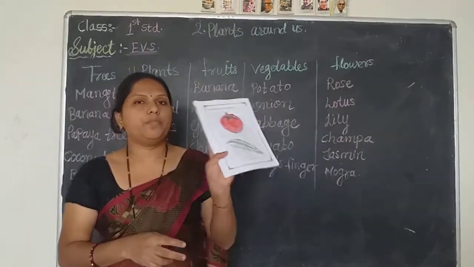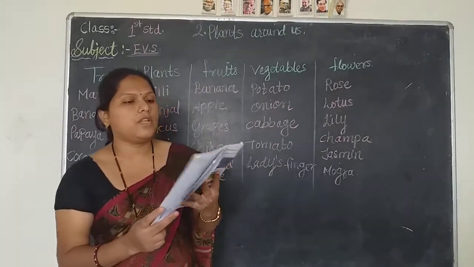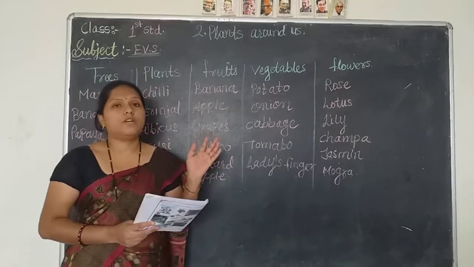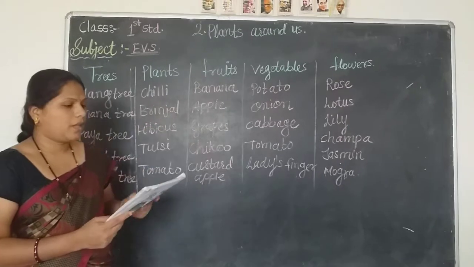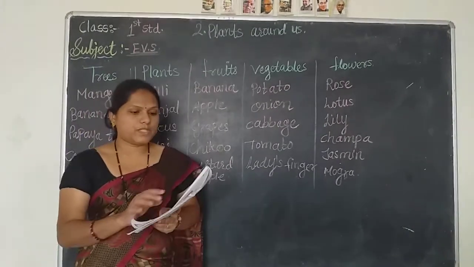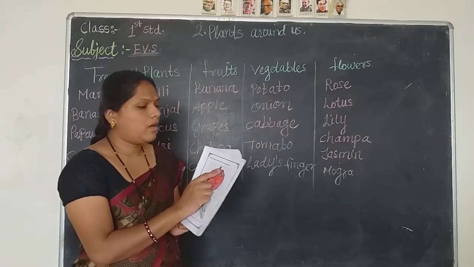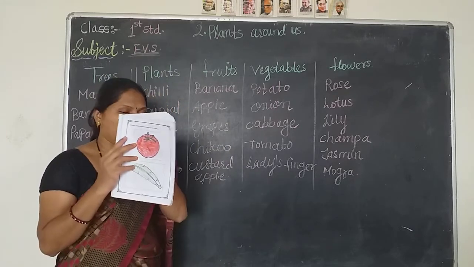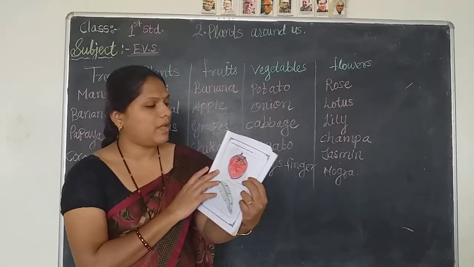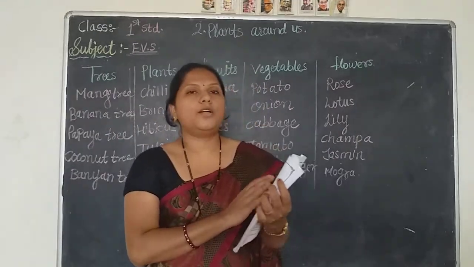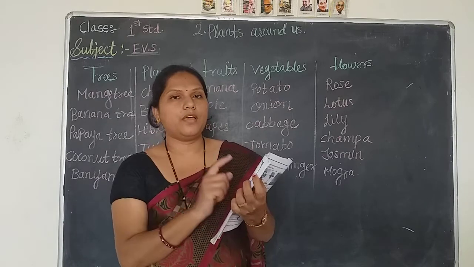On the next page, page number 14, different fruits, vegetables, flowers and plants are given here. The first one says to color this picture and name them. First one is a tomato. Give red color to the tomato and write the name there.